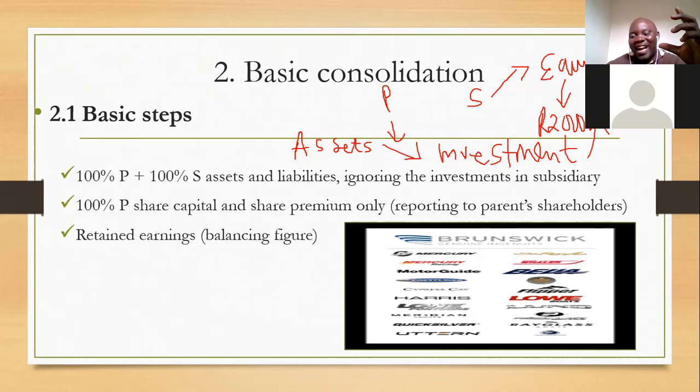Because what you have done, you have cancelled the investment on top from the parent company and the equity down from the subsidiary company, meaning those things have been cancelled. So there is no need to start adding. The parent company will not increase its shareholdings by adding what is coming from the subsidiary company. The interest has already been done through the investment on top. Then we have the retained earnings, which is basically the balancing figure.